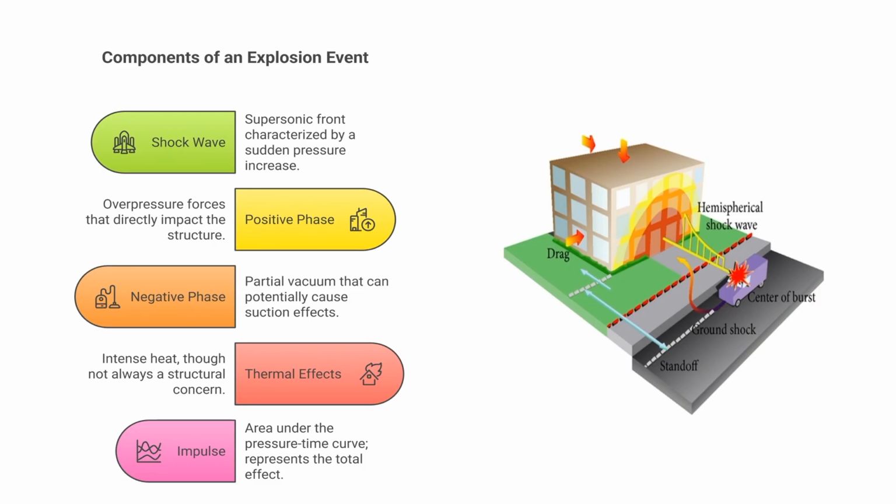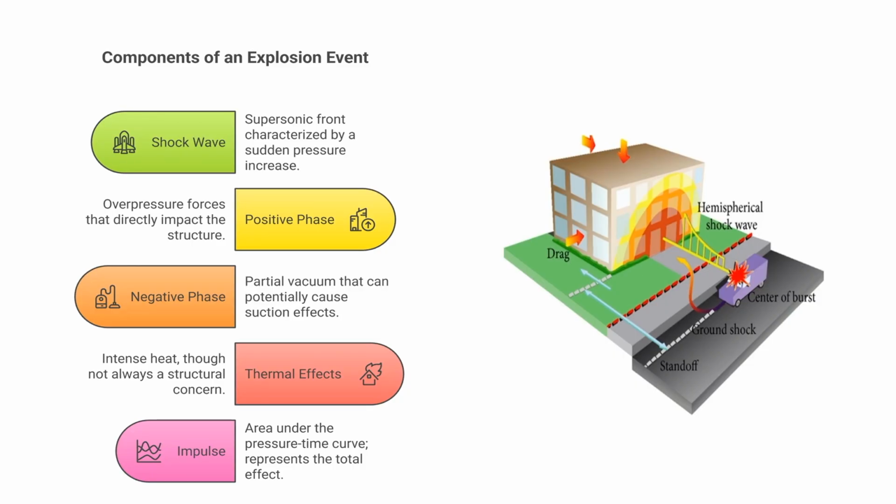A shock wave is a supersonic front characterized by a sudden pressure increase. Let us say we have a balloon and we prick it with a pin. So what will happen is that we will hear a sudden sound. If we can visualize that sound, or take a picture of that sound, that will give us a shock wave. So a shock wave is the first sudden increase in the pressure front that travels outward from a blast event.